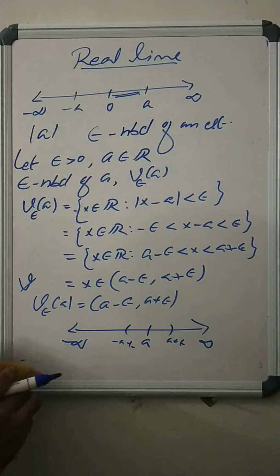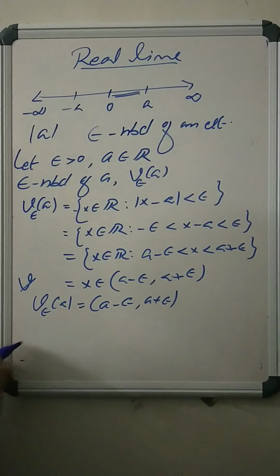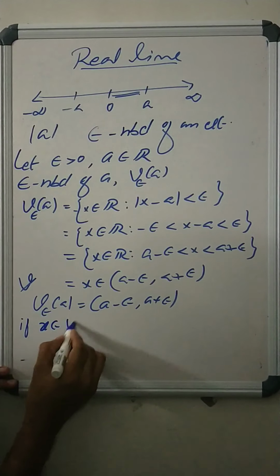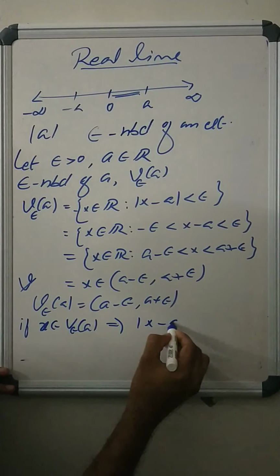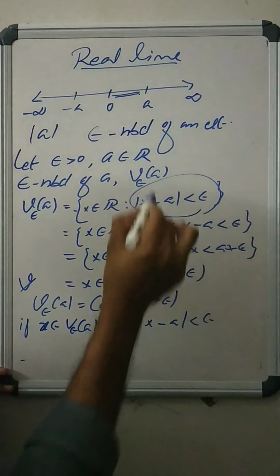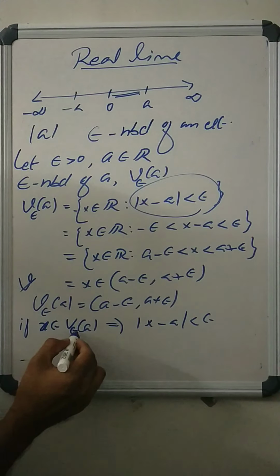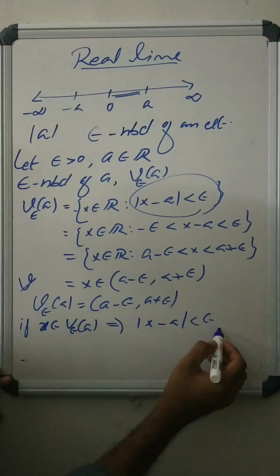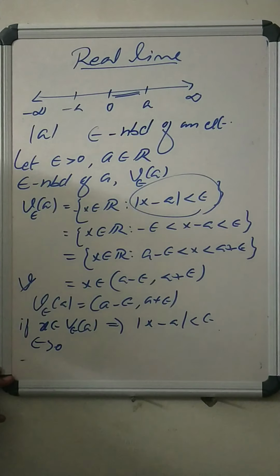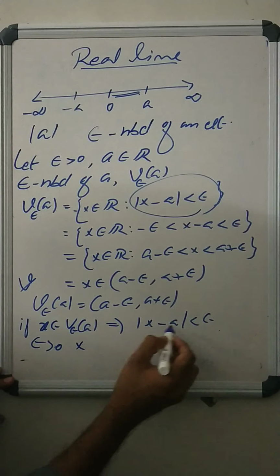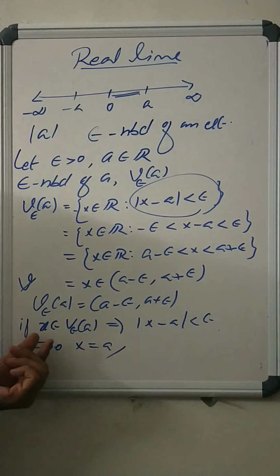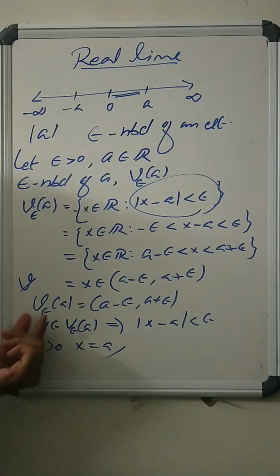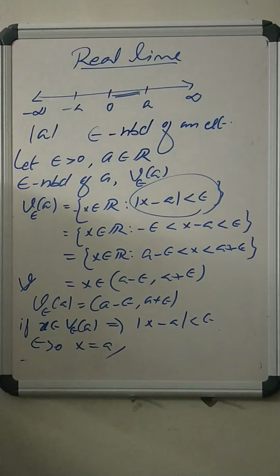So if x belongs to V epsilon A, what happens? By using this definition, x belonging to V epsilon A means modulus of x minus A is strictly less than epsilon. What is epsilon? Epsilon being arbitrary, it is positive. So modulus of x minus A less than epsilon for every epsilon means x equals A. This is a crucial point: if x belongs to V epsilon A for every epsilon, then x equals A itself. Agreed.